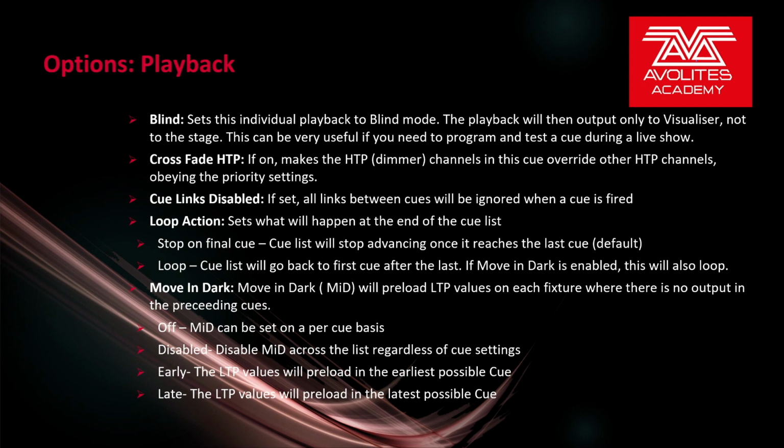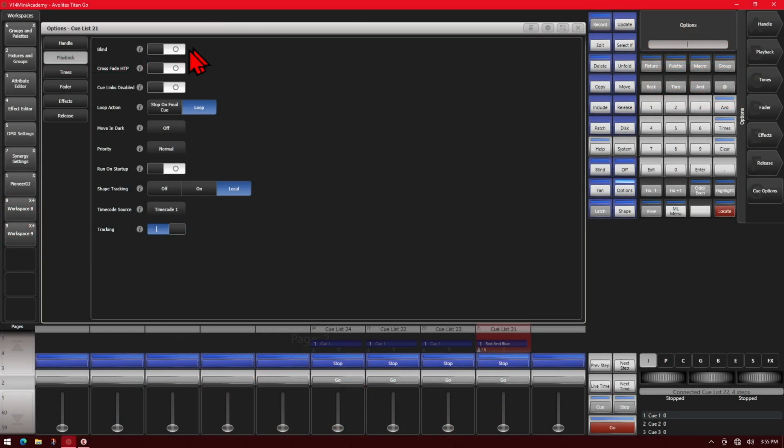So let's take a look at some of that. So here we can see we can set our blind and our crossfade HTP. With queue links disabled, we can change any that are link with previous or link after previous and turn them off as a whole. Here we can set our loop action to either loop or stop on final queue.